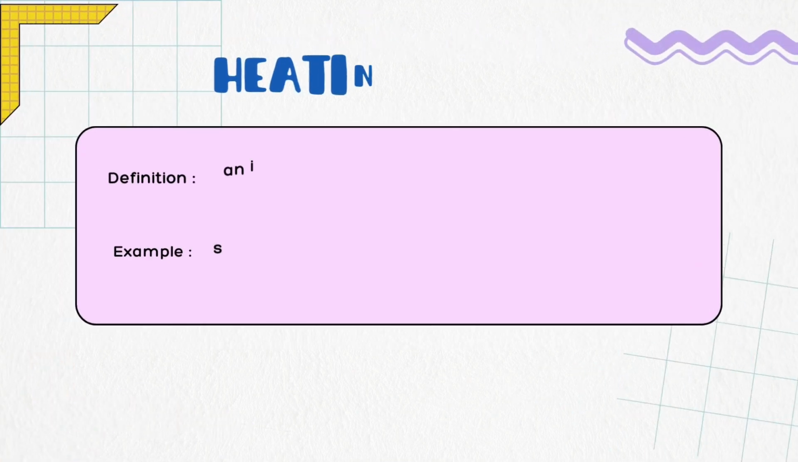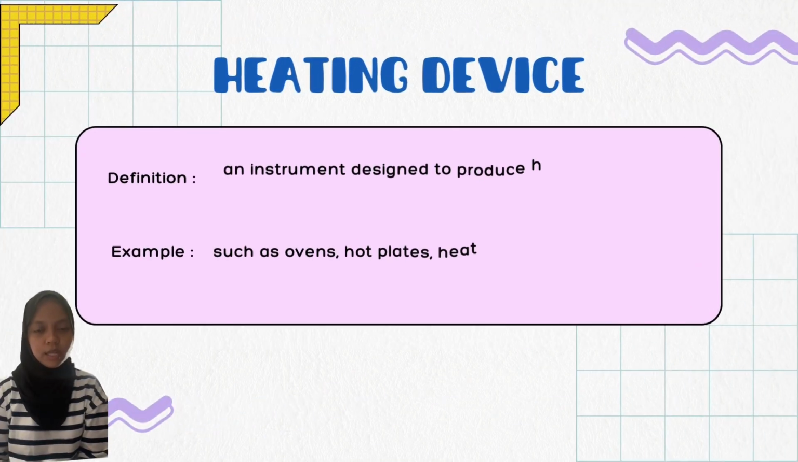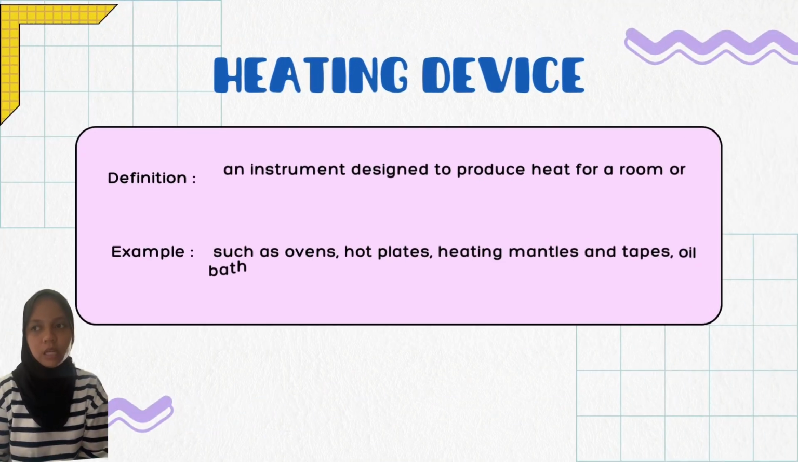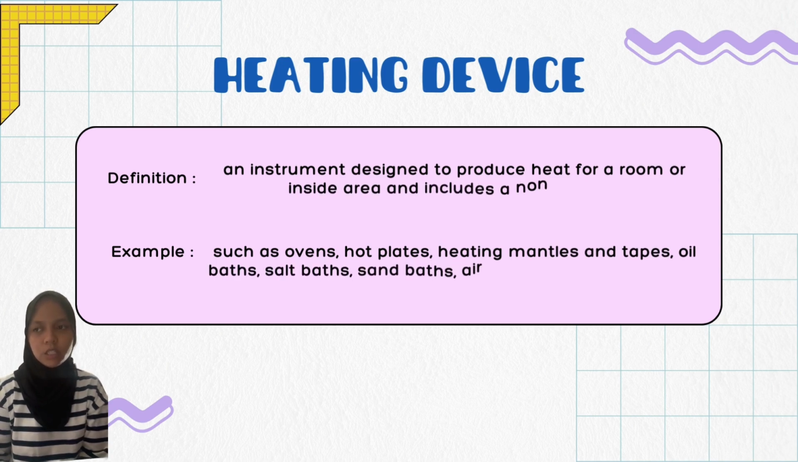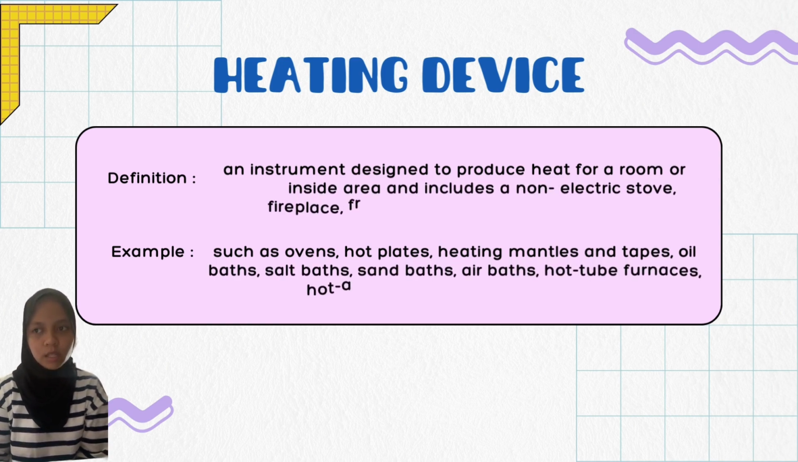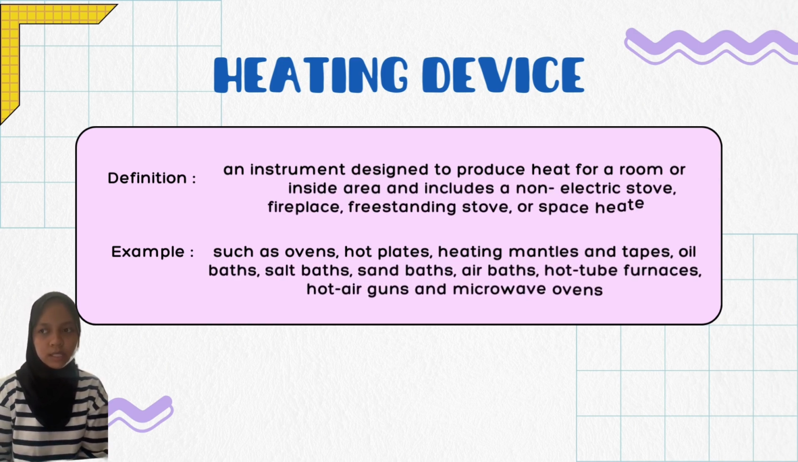What is a heating device? Let me tell you guys the definition of it. Heating device is an instrument designed to produce heat for a room or inside area and includes a non-electric stove, fireplace, freestanding stove, or space heater.